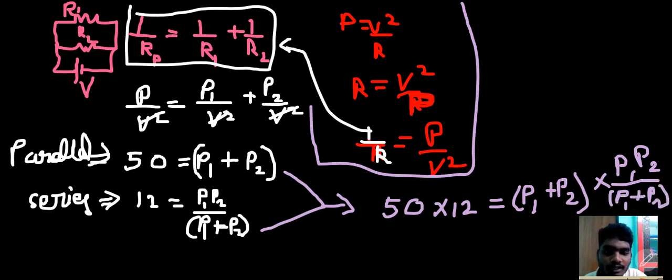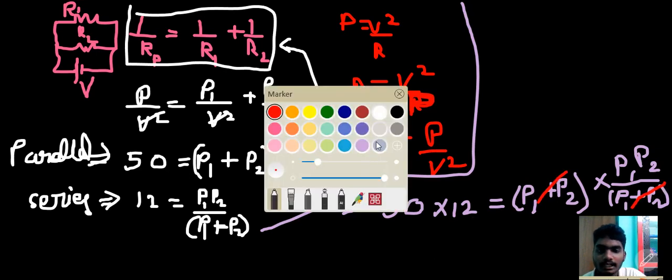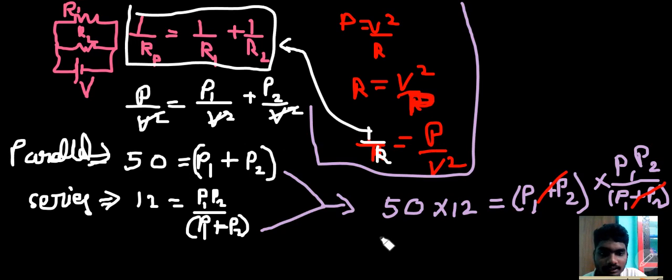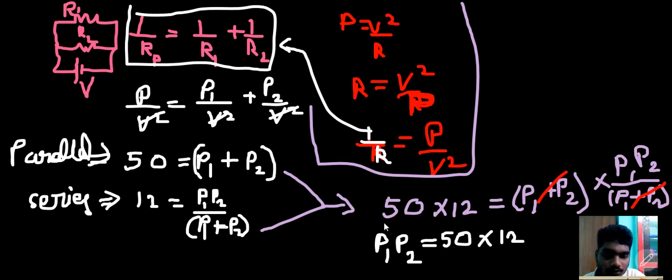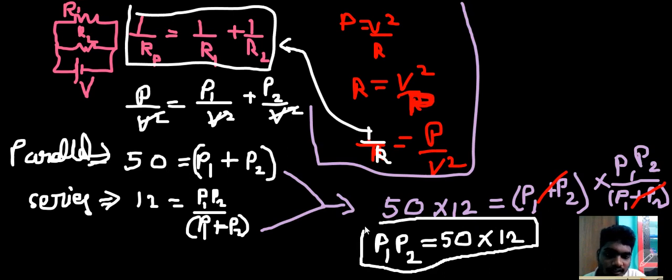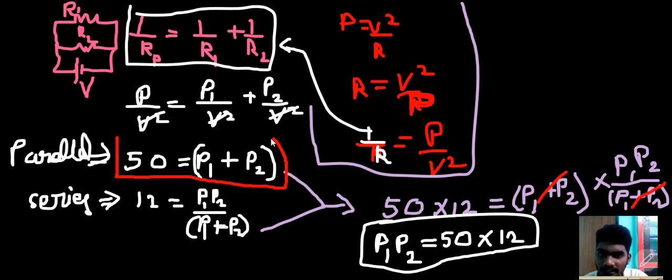What we can do here is simply cancel P1 plus P2 on the right side, and we get the value P1 P2 is equal to 50 into 12. So we get the P1 and P2 value. Instead of taking this, we can take this itself, for easy calculation.